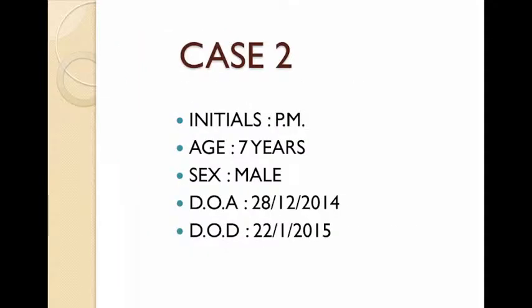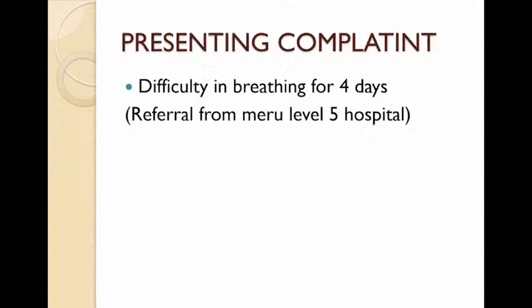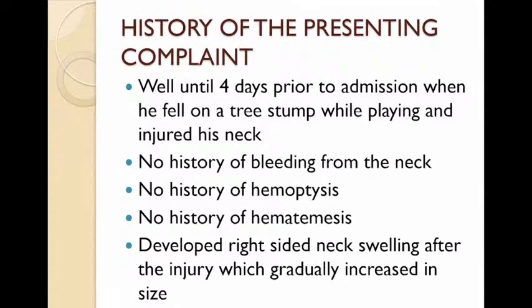So the second case we're going to look at is a patient who came in on the 28th and left on the 22nd. This patient stayed for a bit longer. The patient was referred from Meru level 5 with 4 days of difficulty in breathing. History is that this patient was well until 4 days prior to admission, when they fell from a tree onto a tree stump while playing and injured his neck. No history of bleeding around the neck, no hemoptysis, no hematemesis. So there was no obvious bleeding from or within the neck.